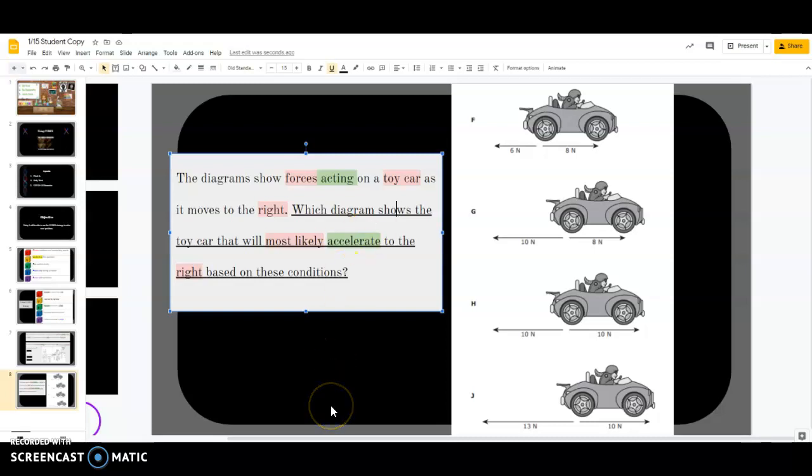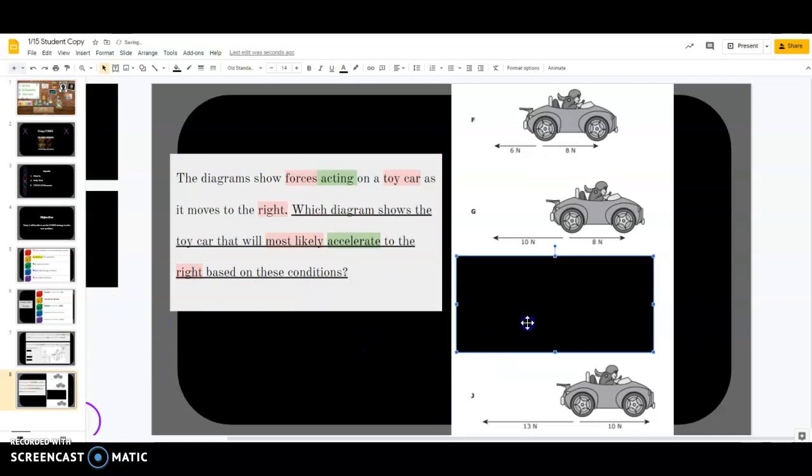All right, so let's see here. I'm going to start with H because it has 10 newtons going towards the left and 10 newtons going towards the right. I know that answer can't be correct because it's two forces going in opposite directions that are equal, which means it's balanced, so the object won't be able to move at all. And if the car can't move, it's not going to accelerate to the right.